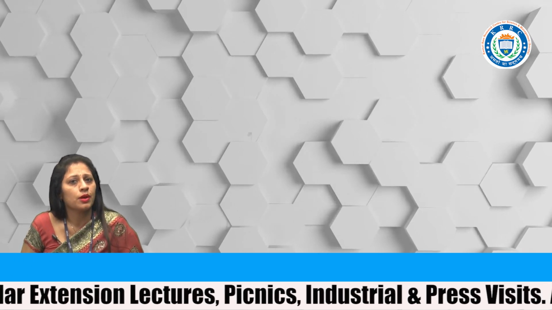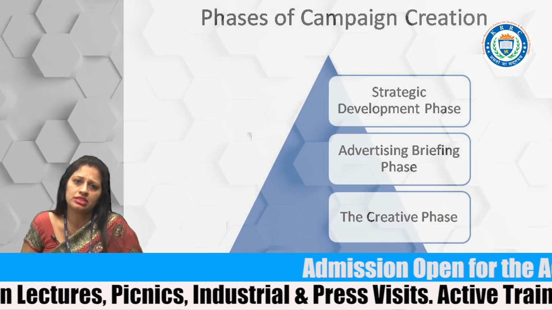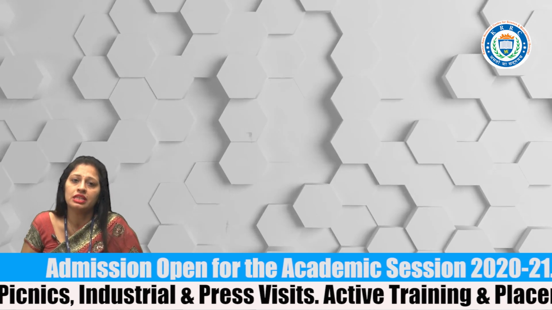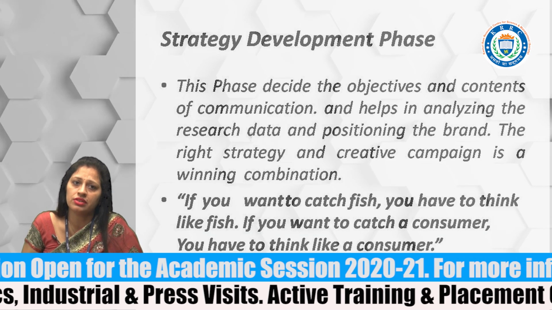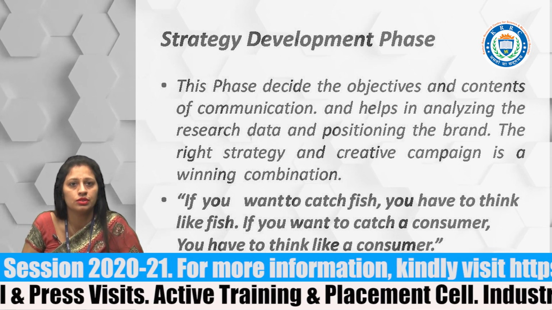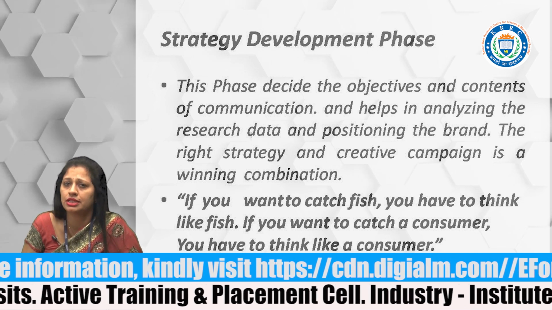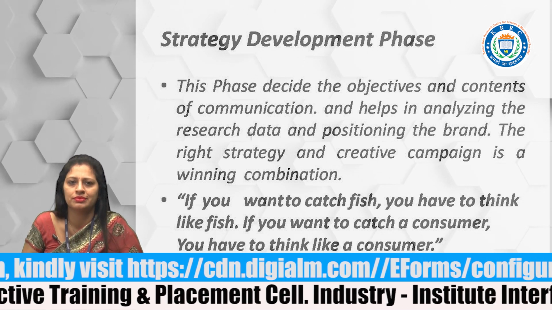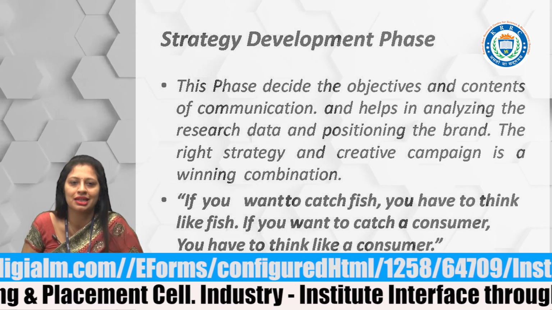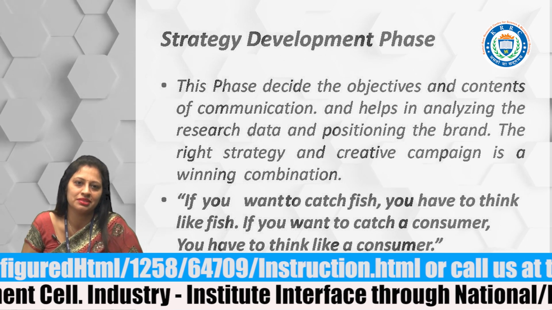Next, I'll discuss the phases of campaign creation. There are 3 phases of campaign creation. The first one is the strategic development phase. This phase decides the objective and content of communication and helps in analyzing the research, data and positioning the brand. The right strategy and creative campaign is a winning combination. In simple words, if you want to catch fish, you have to think like a fish. And if you want to catch a consumer, you have to think like a consumer.